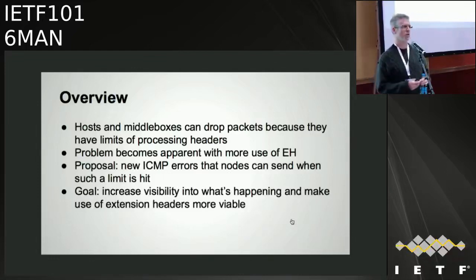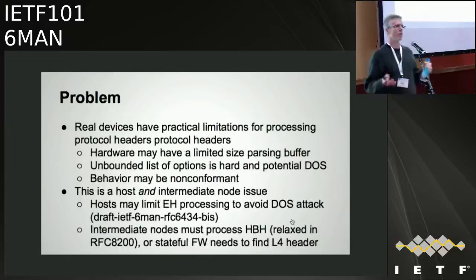The goal is to increase visibility into what these devices are doing when they're dropping packets because they're hitting processing limits. Hopefully with the feedback, we may, at the source, be able to modify behavior to avoid the problem in the future. The actual problem is that real devices have limitations. Some of these are hard limitations. For instance, some routers have a parsing buffer, say 256 bytes. If the headers they need to look at go beyond that, they're out of luck. Either they need to go to the slow path or drop the packet.